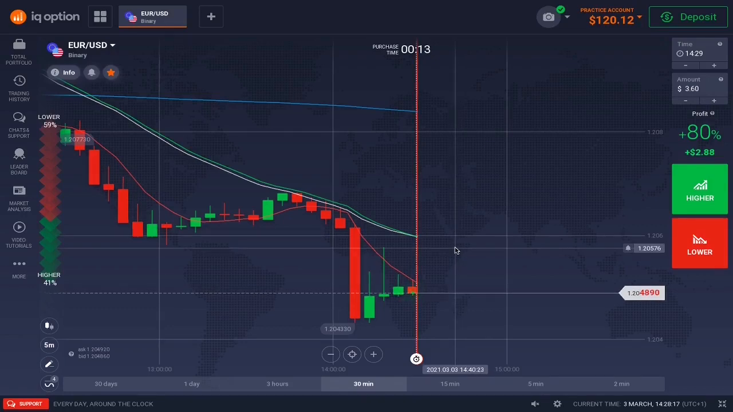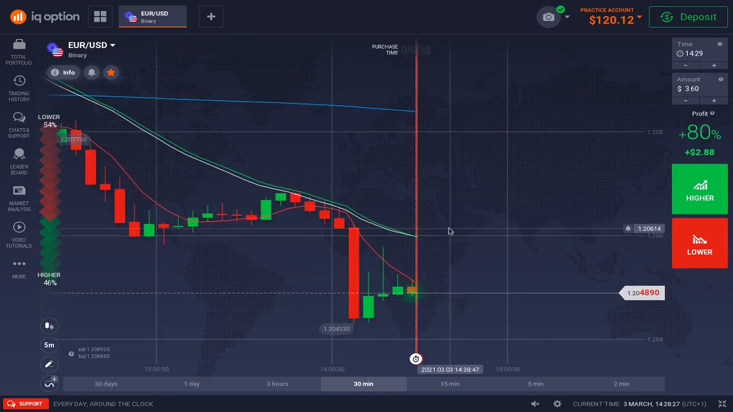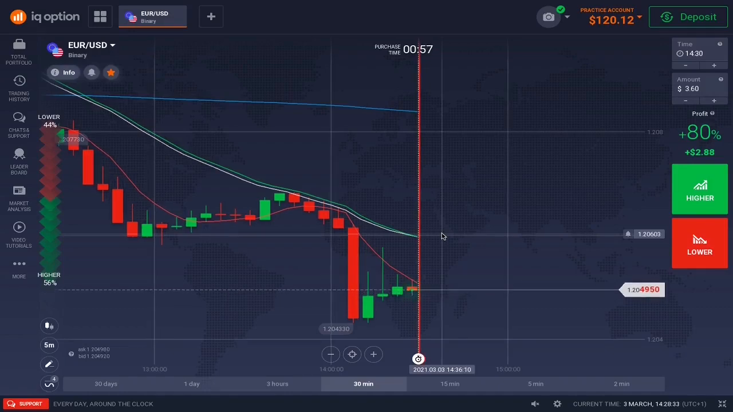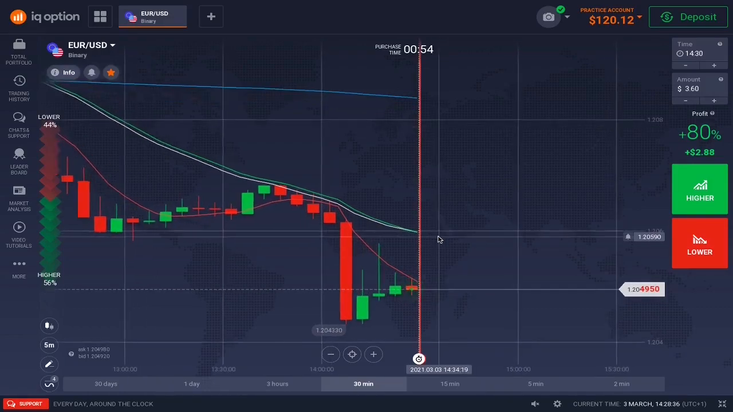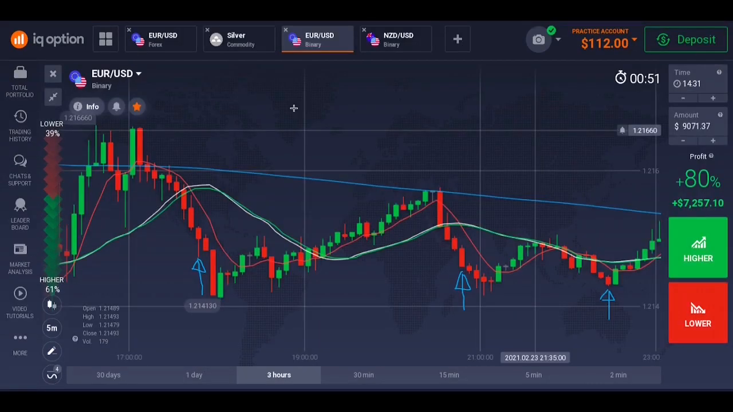So these are the 4 moving average indicators we'll be using today to explain how this strategy works. Please make sure you watch this video and get to understand this strategy. It's a very profitable strategy. It's really going to help you in your binary option trading. So let's go. I'll be showing you how to sell with this strategy.